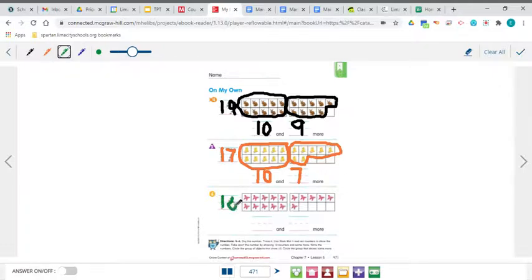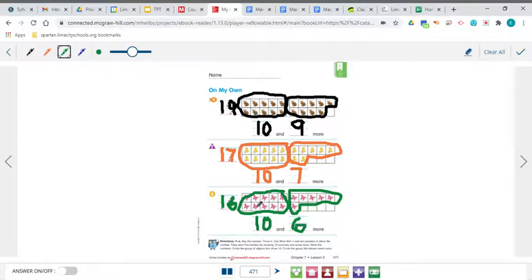Numbers in the teens start with a 1. So this is 16. It's a 1 and a 6, it's got the 6 in it. Go ahead and circle up the 10 frame that's full and write 10, because a full 10 frame means you have 10. And then go ahead and circle the 6 that are remaining, and write the number 6.